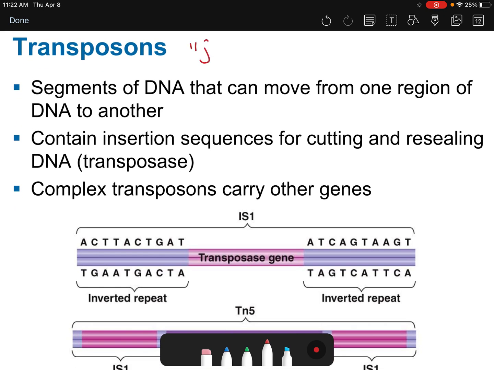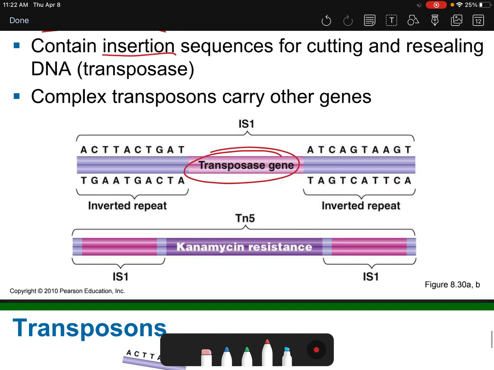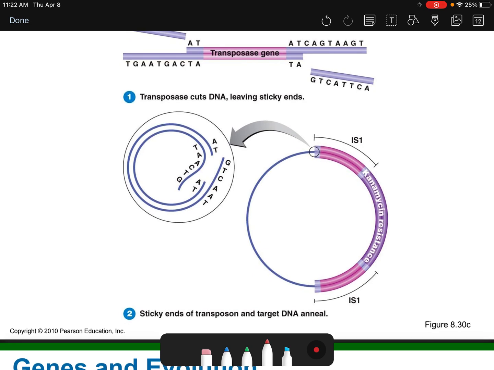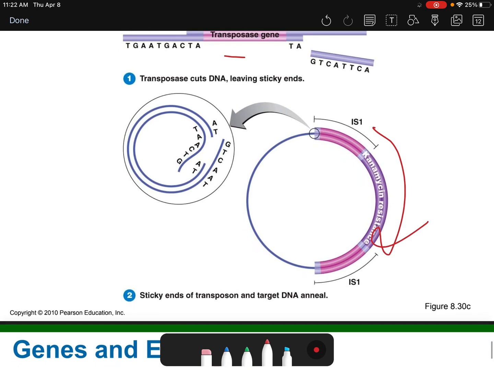Transposons, also known as jumping genes, are segments of DNA that can move from one region of DNA to another. So they can insert in different places, and depending on where they insert, they might cause some issues with a gene, if they disrupted another gene that coded for something else. Here they're showing you how it just inserted itself and became part of that bacterial chromosome.